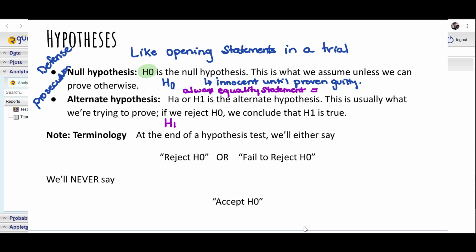So the notation, again, it doesn't look like subscripts, but it should look like this. So you can have H with a subscript 1 or H with a subscript A. I usually write H1 myself, but you can write HA. You see it written both ways. So this is completely your preference. So you can write the alternate statement as H1 or HA, and this is always an inequality statement.